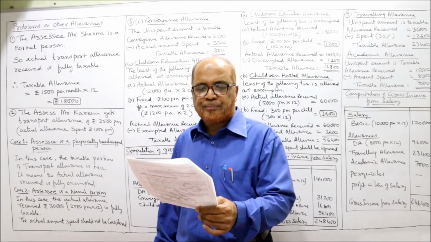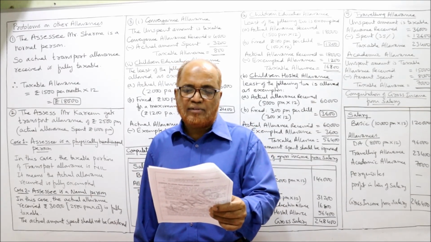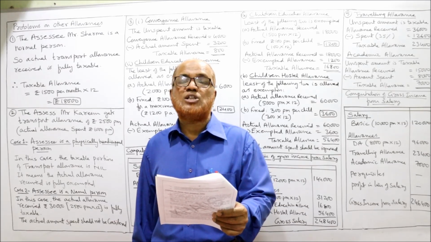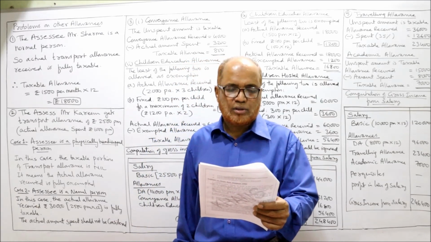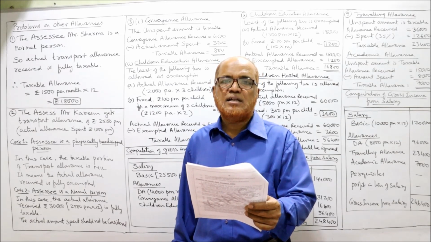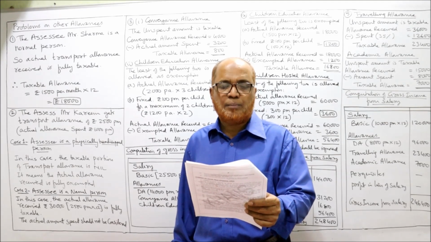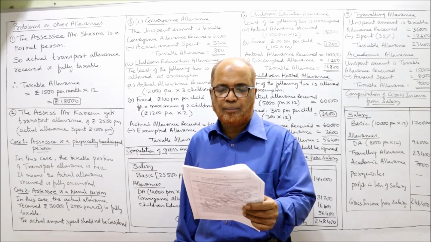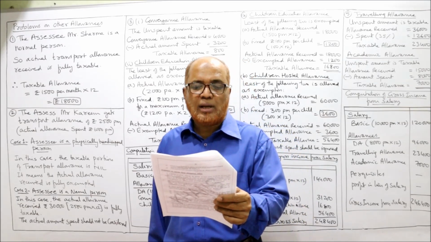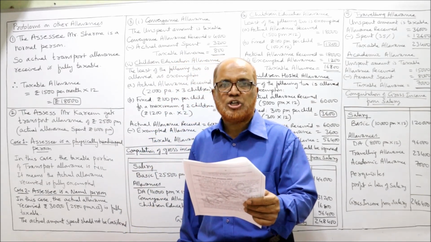Now second problem. Calculate the taxable portion of Mr. Karim's transport allowance in the following situations. So the taxable portion of transport allowance we have to find out. First, the assessee is a physically handicapped person, and secondly, the assessee is a normal person. The basic pay is 7,500 per month, bonus 5,000 per annum, transport allowance 2,500 per month, actual amount spent is 1,000 per month. This is the complete information given.